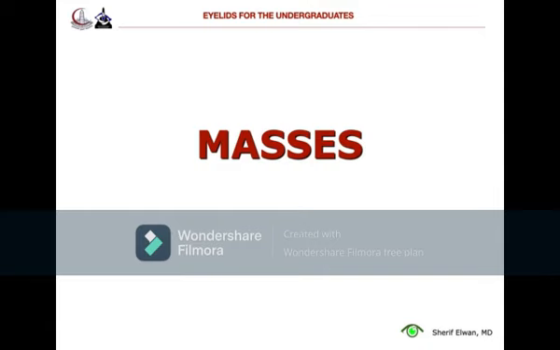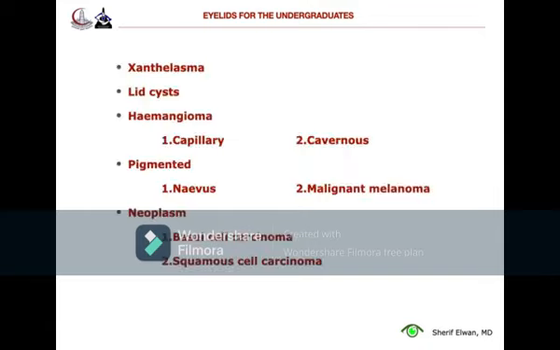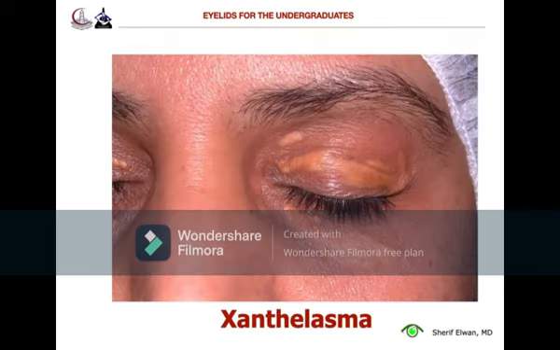From inflammation to masses in the eyelids, and the masses that we have to know about are the xanthelasma, the lid cysts, the hemangioma, the pigmented lesions, and the neoplasms. Hemangiomata are either capillary or cavernous, as we shall see. Pigmented lesions are either nevus or melanoma, and neoplasms are either basal cell carcinoma or squamous cell carcinoma.